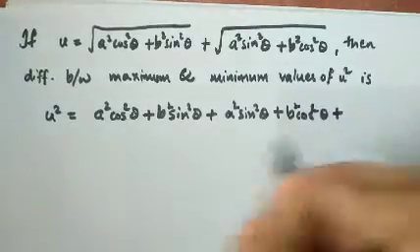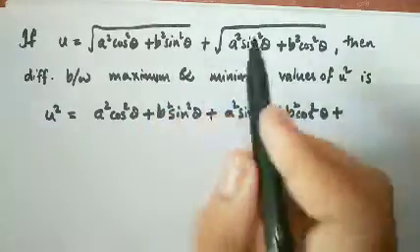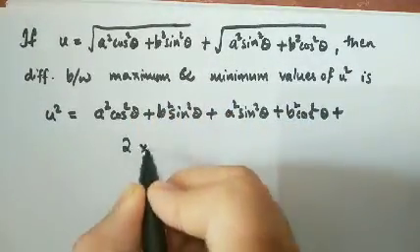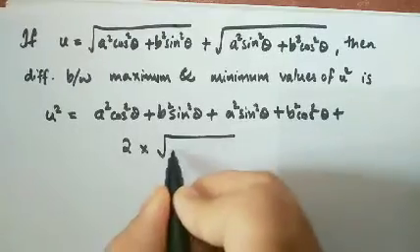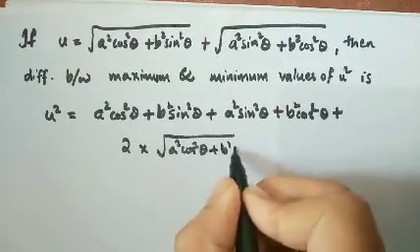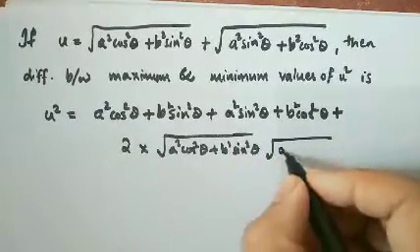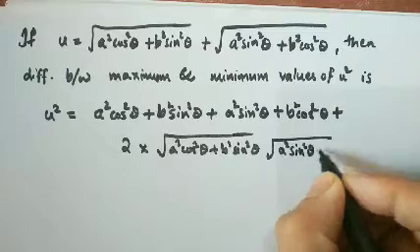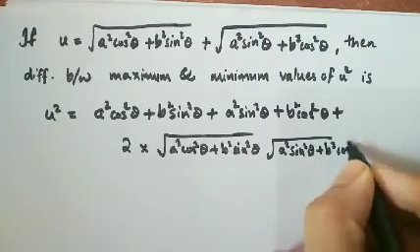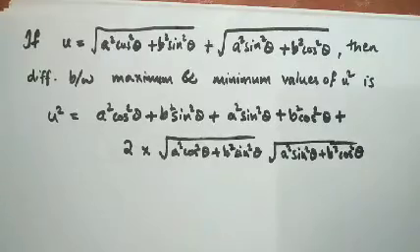Plus one remaining term, that is 2 into x into y, that is 2 into root of a square cos square theta plus b square sin square theta into a square sin square theta plus b square cos square theta. So these three terms will be there.